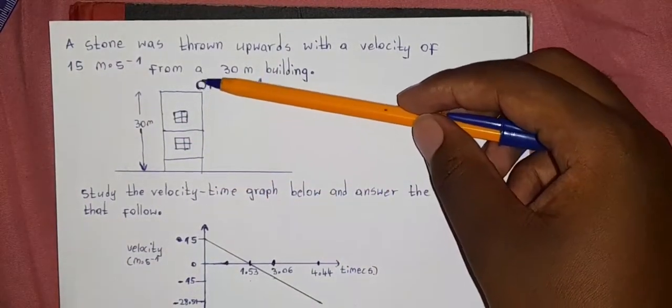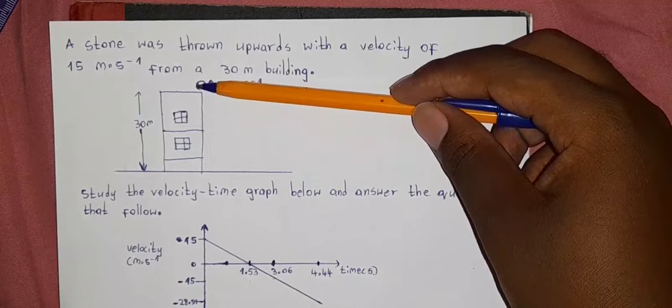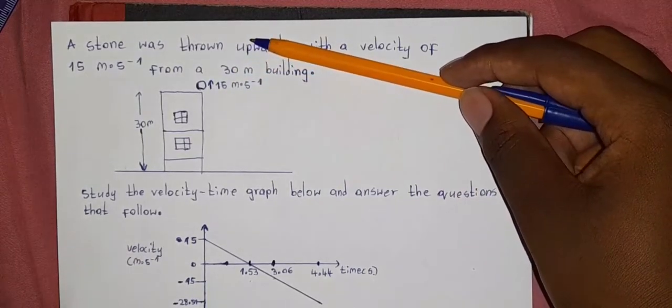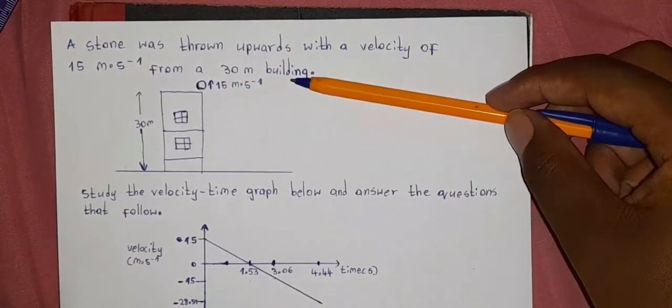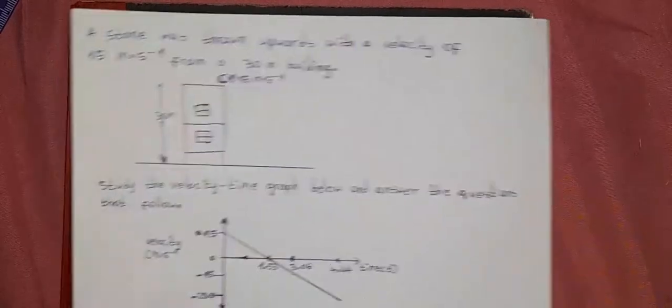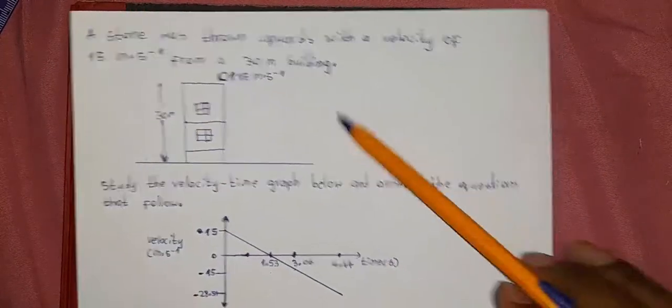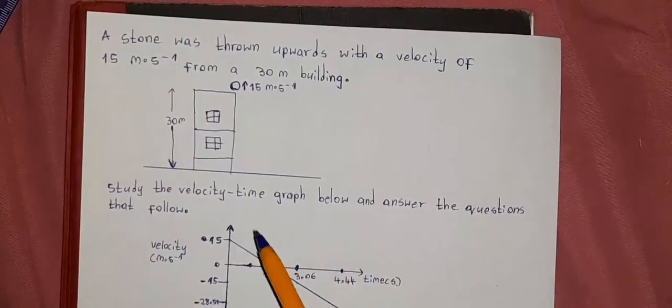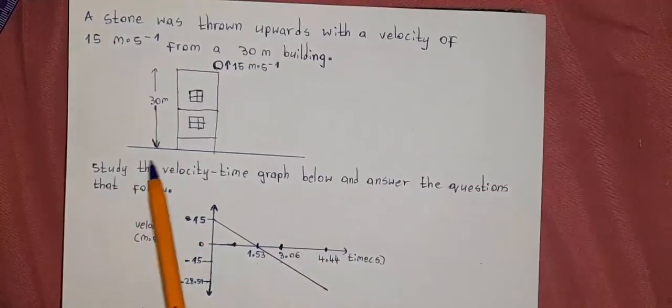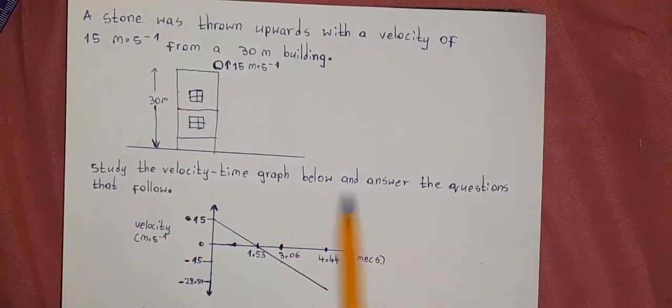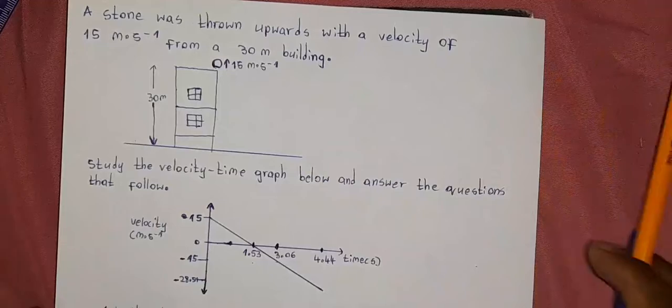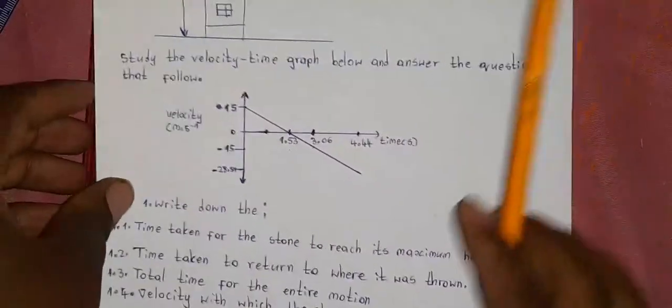We throw a stone. When we throw the stone, it will go upwards, reach a maximum height, return to where it was thrown, and return to the ground. This is what is happening here. And study the velocity time graph below and answer the question that follows. So we are given a velocity time graph here.